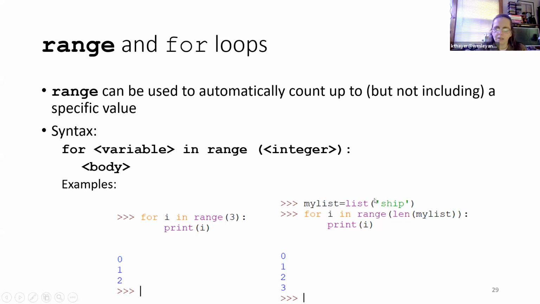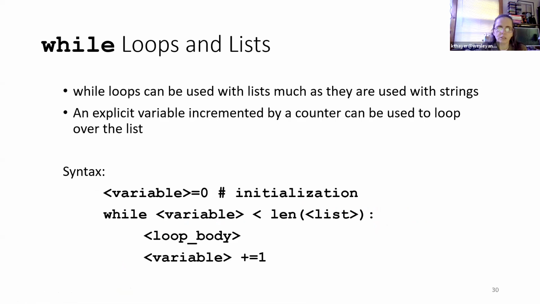So if we have my list is equal to ship, and we have for i in range length of my list, you see that it will cycle through and print out one value of i for each item in ship. So that's how you would set up a range loop using a list, well, using a string. And we can do similar things with lists.